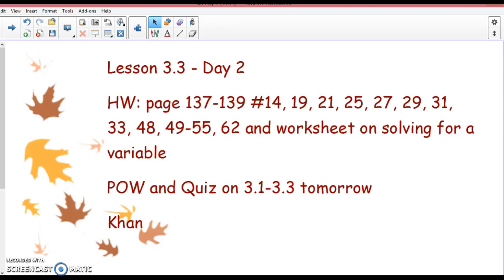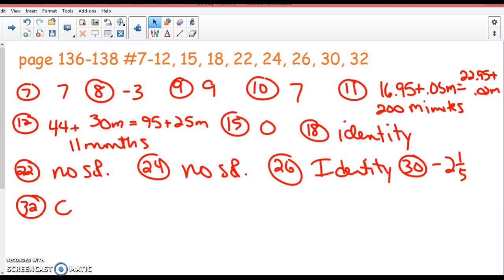Lesson 3.3, day 2. That's the homework that goes with it. Here is last night's answers. You can pause and check.